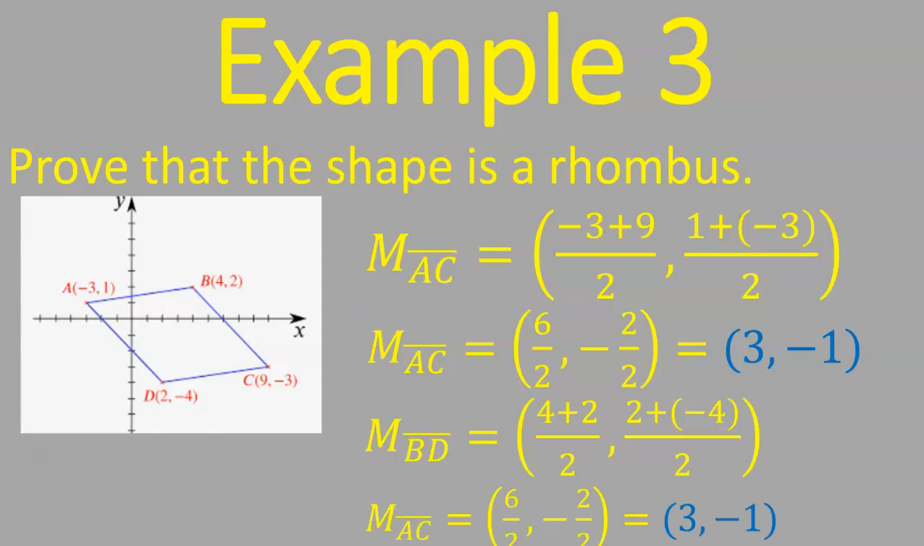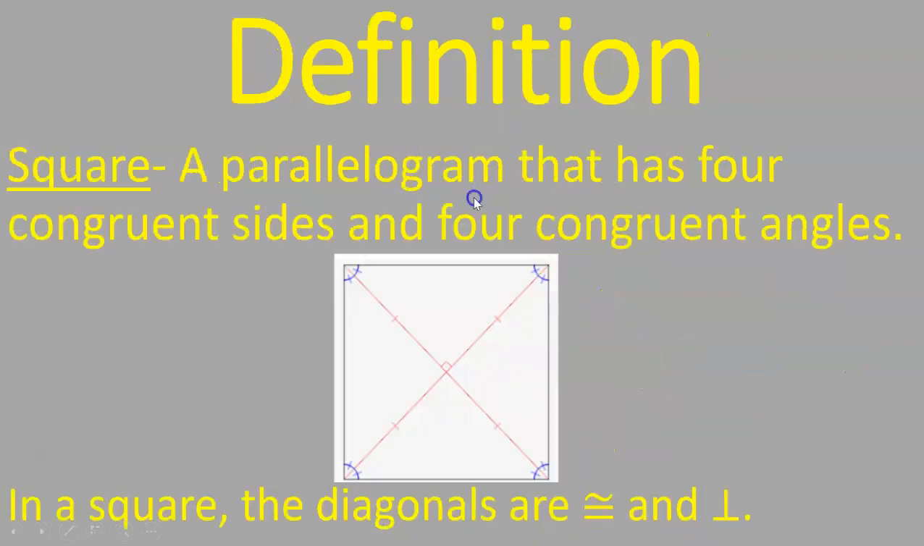So for a rhombus, I could go for the 4 sides and use 4 distances, or I could do the slope and midpoint of each diagonal. Let's finish with a square. A square is a parallelogram. It's also a rhombus and a rectangle. And rhombuses and rectangles usually are different, but when they're the same thing, they're a square. It's the only case where they're the same thing.